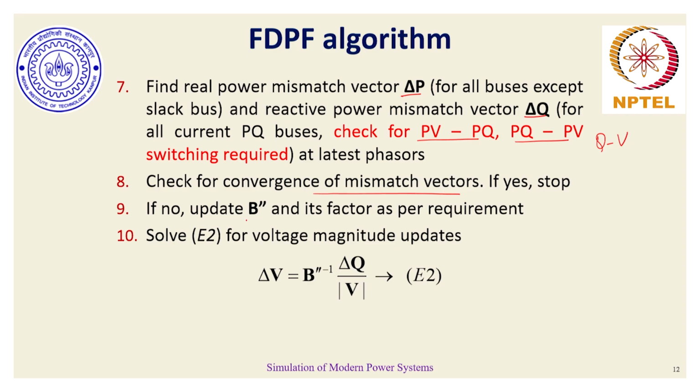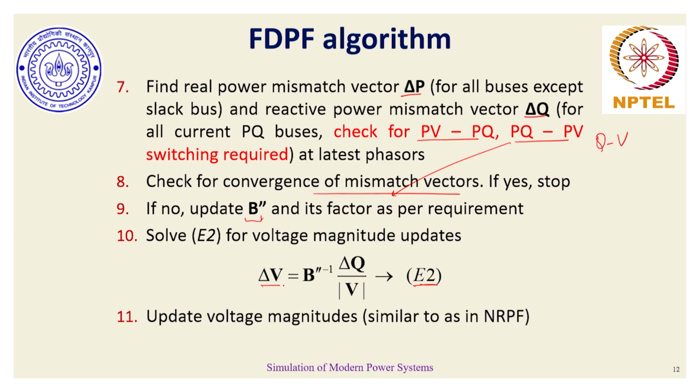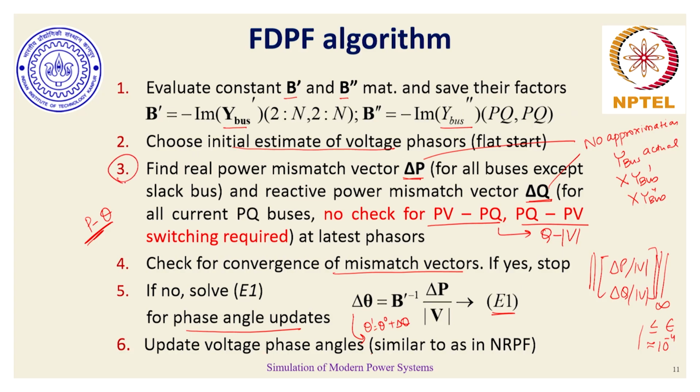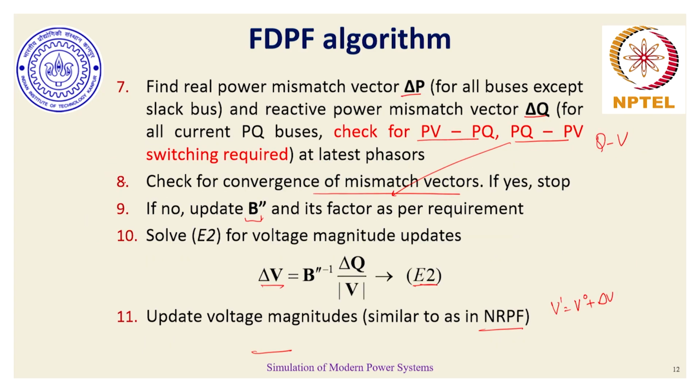If not, then we find B double dash based on the number of PV and PQ buses involved. For every PV to PQ bus conversion, the size of B double dash would increase by 1. For every PQ to PV conversion, the B double dash size would go down by 1. Depending on that, we solve equation E2, find the voltage updates, and then update the voltages just by adding them to the previous value, the way it was done for Newton-Raphson power flow. And then this process repeats from step 3. This continues until the mismatch vectors are less than the tolerance.